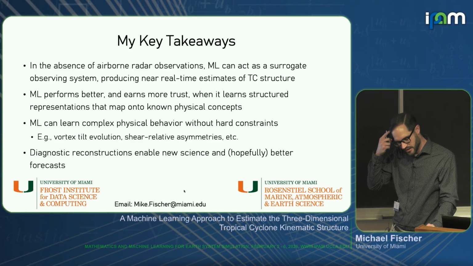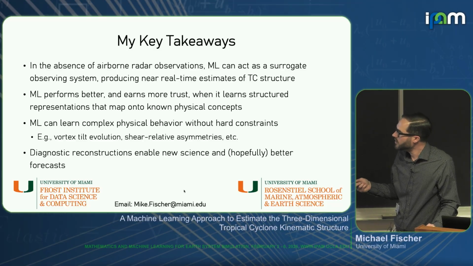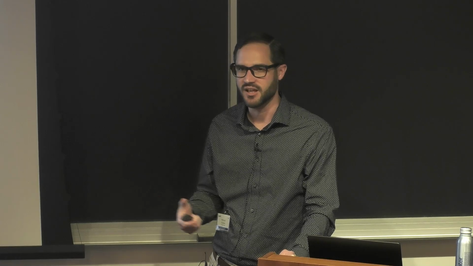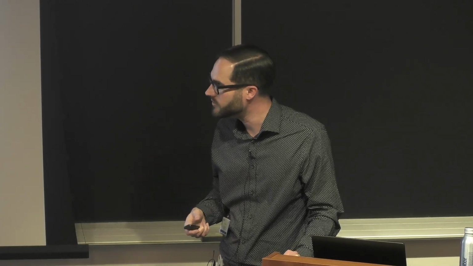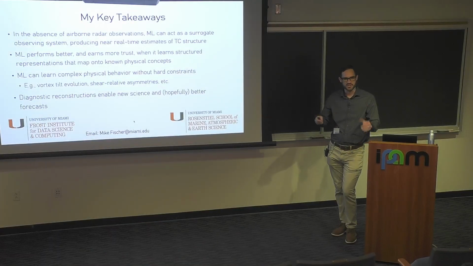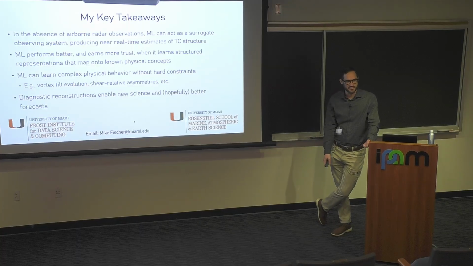I do like the hierarchical approach to this model. I found that it improves accuracy by having these upstream machine learning models. And I think when models are learned on structured representations that map onto known physical concepts like radius of maximum wind and vortex tilt, it can improve our confidence in these machine learning models and hopefully the accuracy as well. And in this case, again, we're learning complex physical relationships, asymmetries related to vertical wind shear and things like that, just from a purely data-driven approach. And I'm very excited about the possibility of this high-resolution reanalysis.